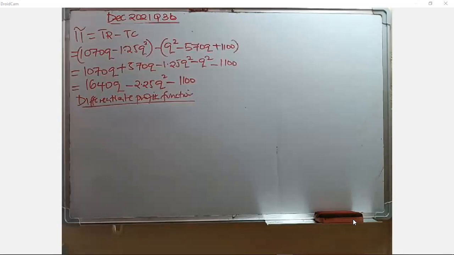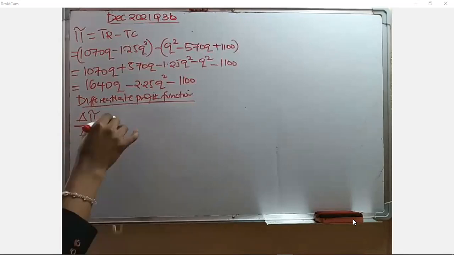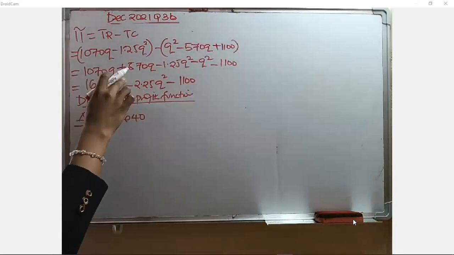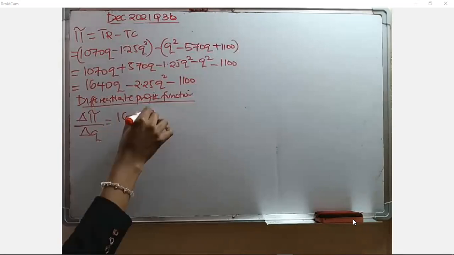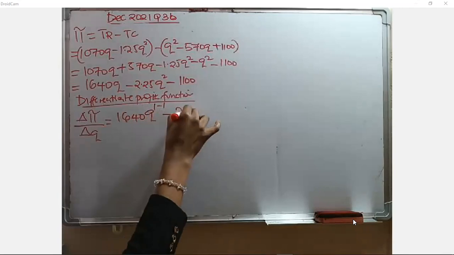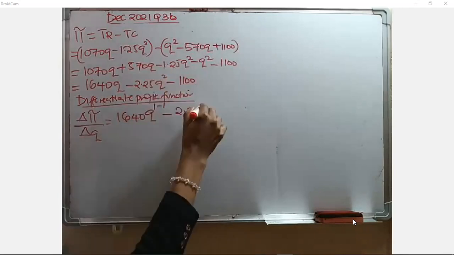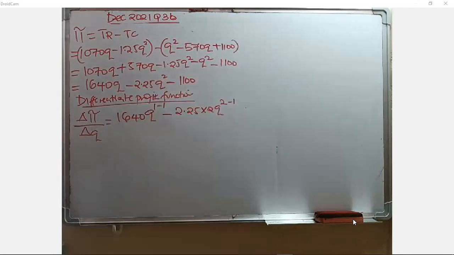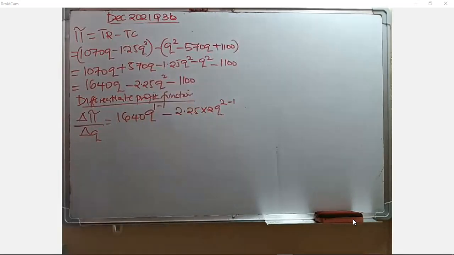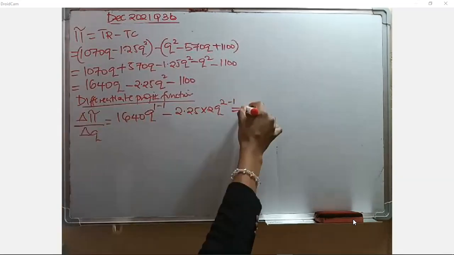To differentiate, the change in profit over change in Q should be equal to 1640. Once you take the power down, the power is 1, that is why I am writing straight away 1640Q to the power 1 minus 1, minus 2.25, bring the power down, times 2Q to the power 2 minus 1. This one does not have any power, and therefore you put it away. Then we equate to 0.